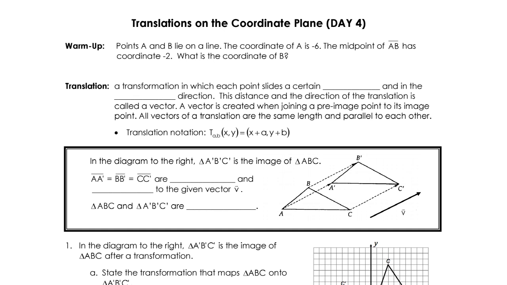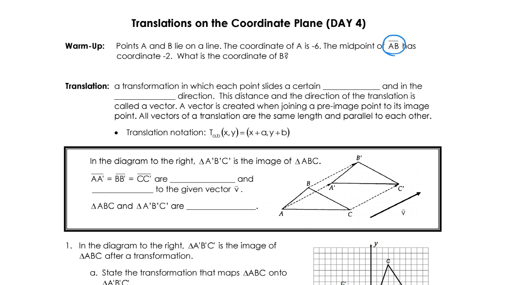Hey guys, we're on Unit 4, Day 4, and we're talking about translations. In a warm-up, it says points A and B lie on a line. The coordinate of A is -6. The midpoint of AB has coordinate of -2. What is the coordinate of B?